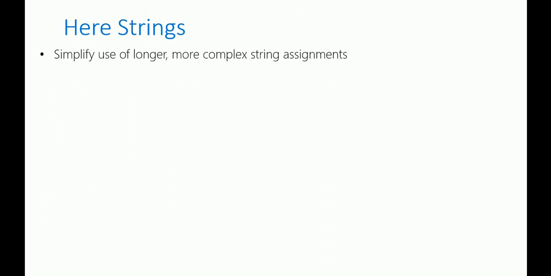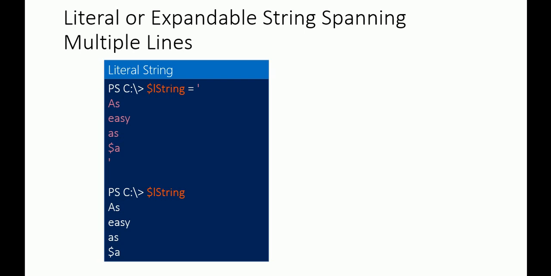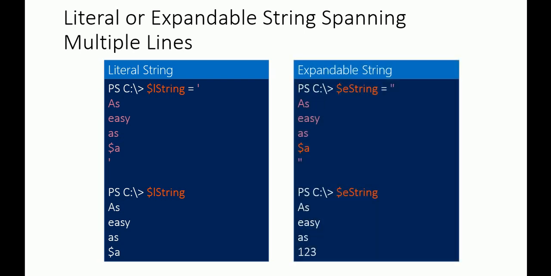Let's understand the here-string. It simplifies the use of longer, more complex string assignment. So a here-string is used when you have a more complex string assignment. Let's take a very simple example. If you have only one variable and you define it, how can you expand the value? If you use double quotes, the value will expand. If you use single quotes, the value will not expand.